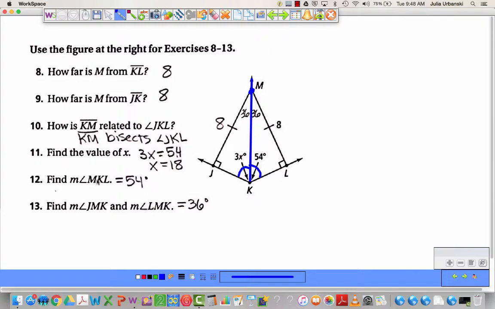what would be the measure of angle MKL? MKL is already 54. So we need to figure out now the measure of angle JMK and LMK. Well, remember all the way back to when we had triangles, that the 3 angles in a triangle always add up to 180 degrees. So if we have 90 degrees right here and 54 degrees right here, the total would be 180. So 180 minus 90 and minus 54. When you subtract all that, you should get 36 degrees, and that's the answer for angle JMK right here. JMK and LMK would both be 36 degrees.